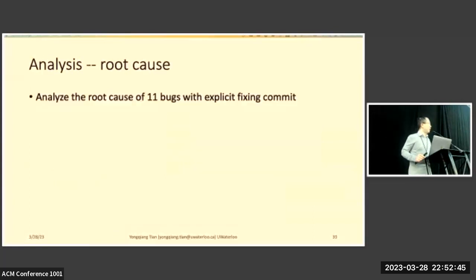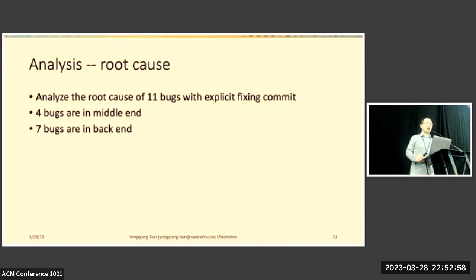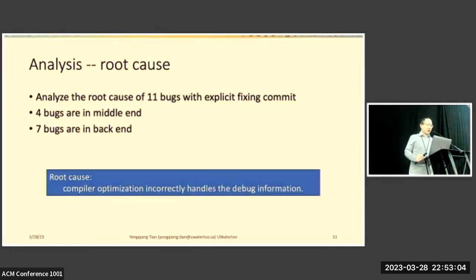We did some analysis on the root causes of these bugs. Specifically, we analyzed the 11 bugs that have a very clear fix commit. We found that 4 bugs are in the middle end, and 7 bugs are in the back end. This is in line with our intuitions. That is, the major root cause is the compiler optimizations, which do not properly handle the debugging information.